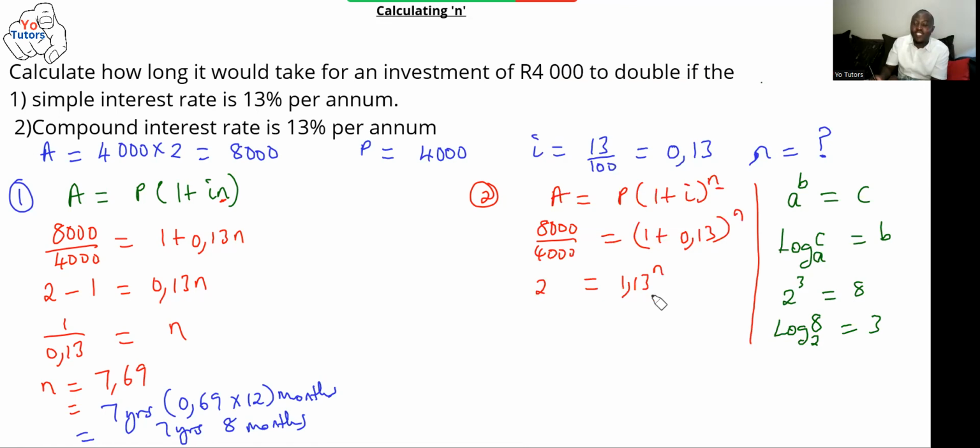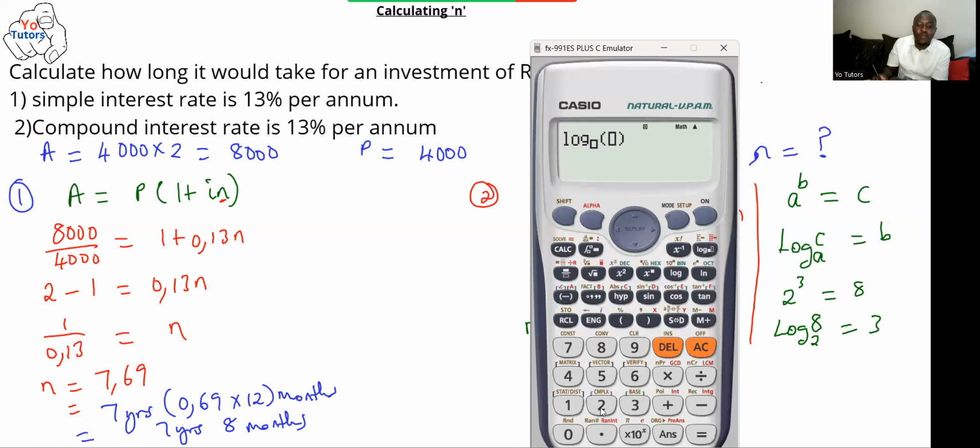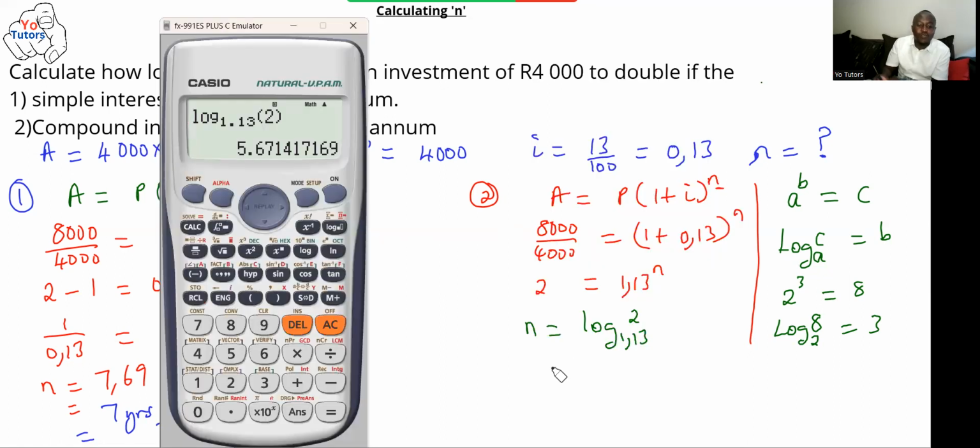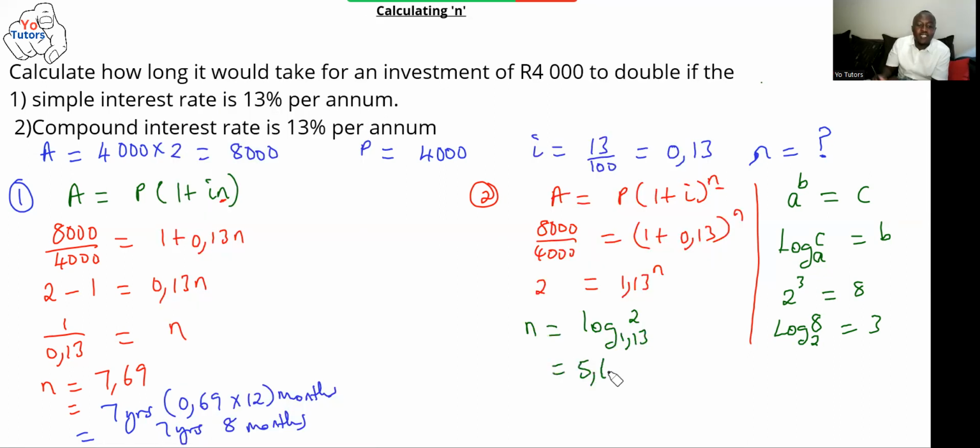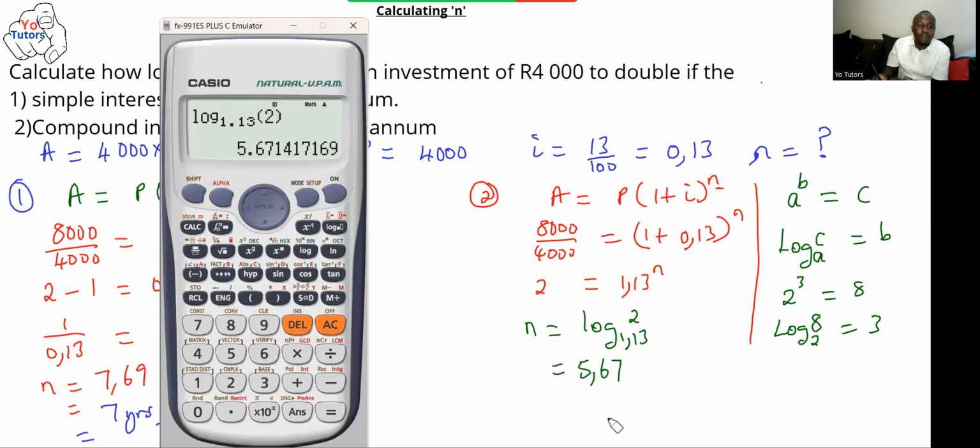So we are looking for n, which is an exponent. So n is going to be equal to log. What is our base? Our base is 1.13. What is our value? It's going to be 2. So let me put the brackets there. Let's punch it in: log base 1.13 of 2. And what do we get? We get 5.67. So n is 5.67.